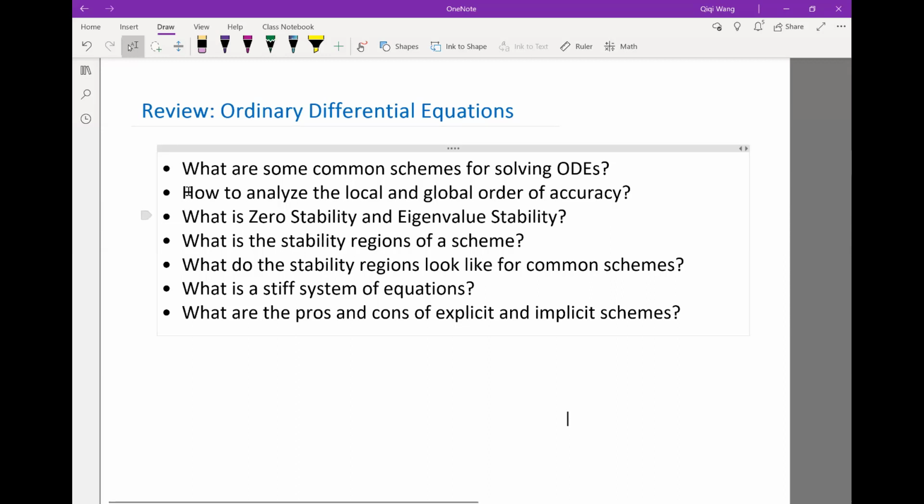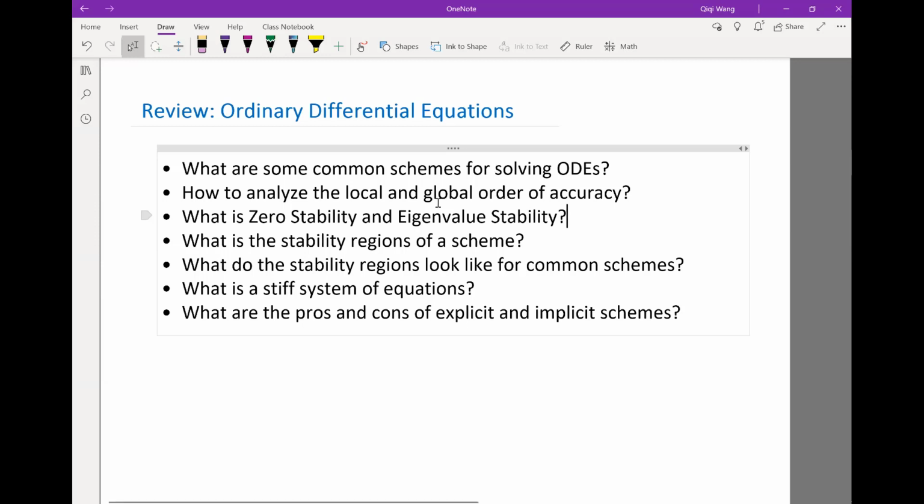Now, how to analyze the local and global order of accuracy. This is related to how to do Taylor series analysis, right? How to figure out how many orders to expand. You need to expand to sufficient order so that you actually get the leading truncation error.